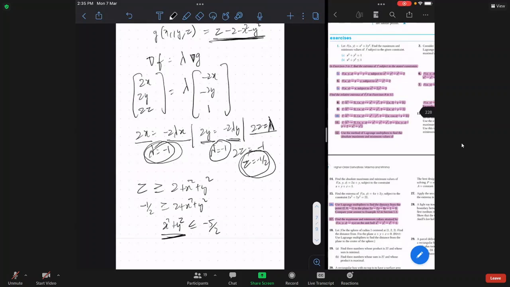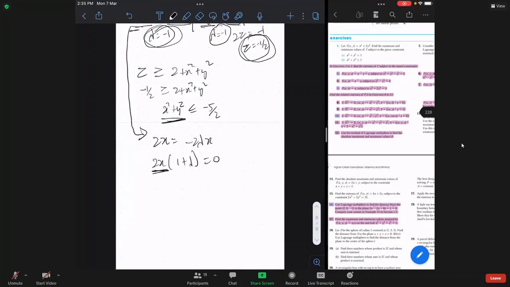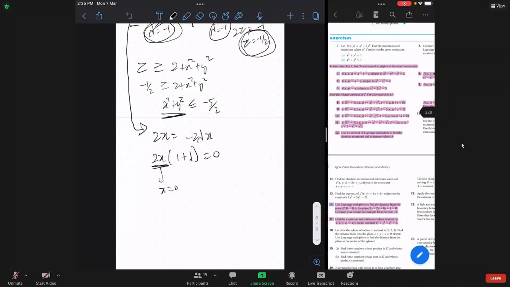Okay, there is one thing that I'm not considering, the case where my x is 0 here. So if I take this equation, I'm going to get 2x is equal to -2 lambda x. If I bring it to this side, I get 2x into 1 plus lambda equal to 0. So here either my x can be 0 or my lambda is -1. If I take the lambda equal to -1 case, I'm actually not getting anything. So I'm going to take the case where my x is equal to 0.